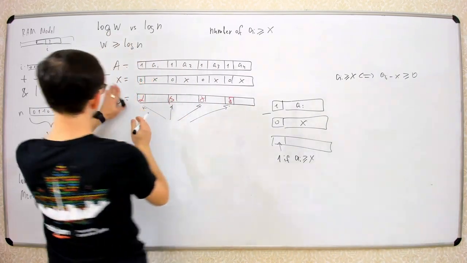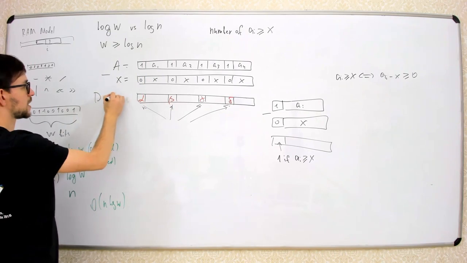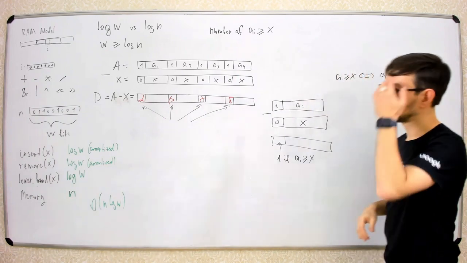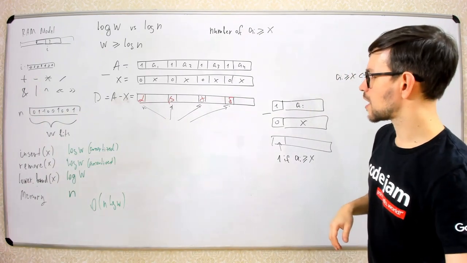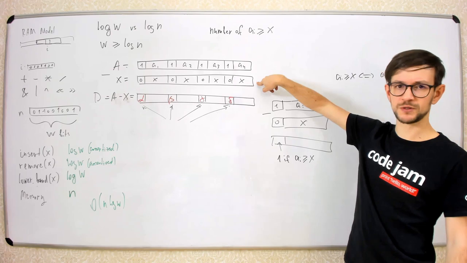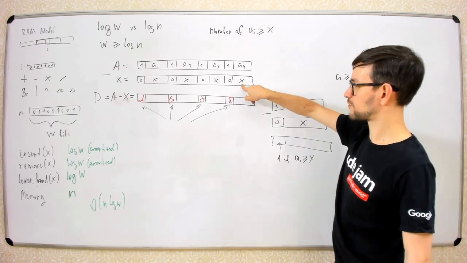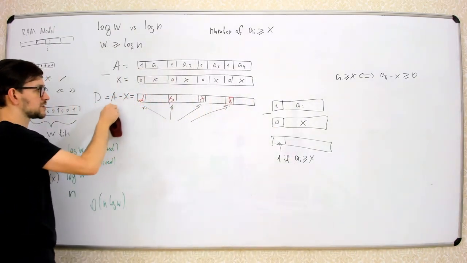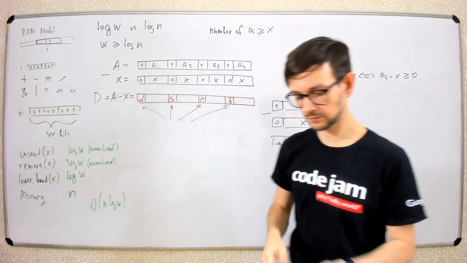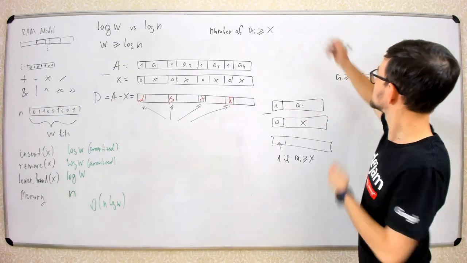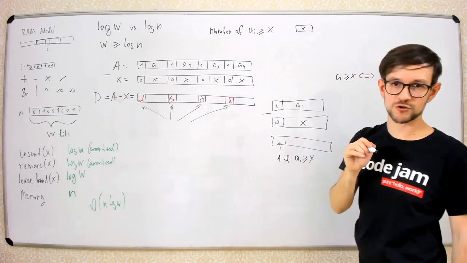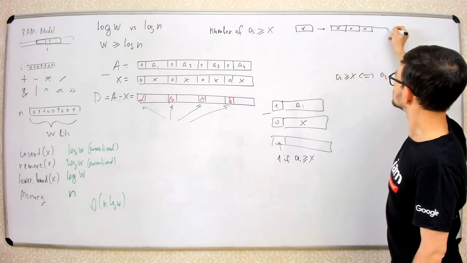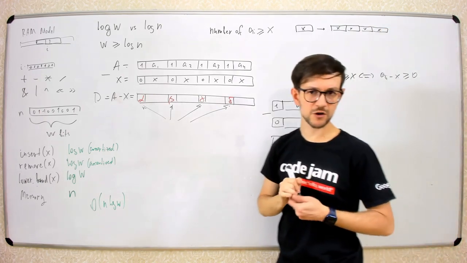So again, we calculated it as d, as a minus x. By the way, I missed this point. How to build this array of x's? So I want to have x and repeat it k times. Is it clear how to make this array? So you have this small integer x, and you want to build this array of x's. Is it clear how to do it in constant time?